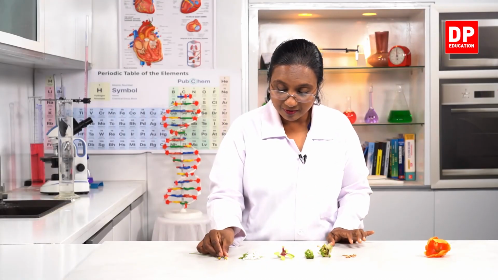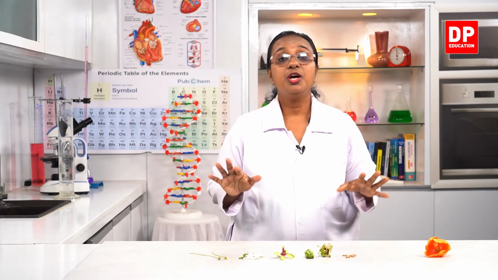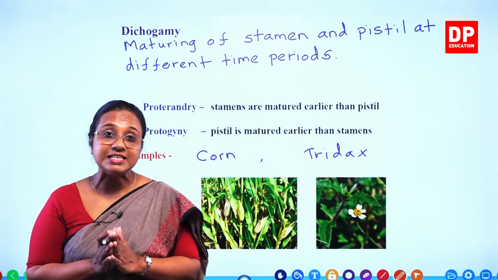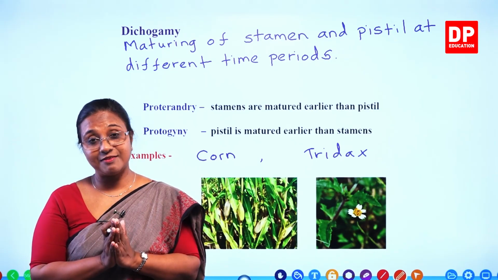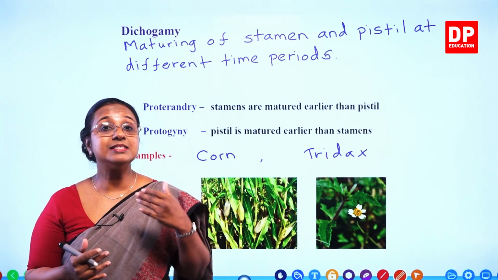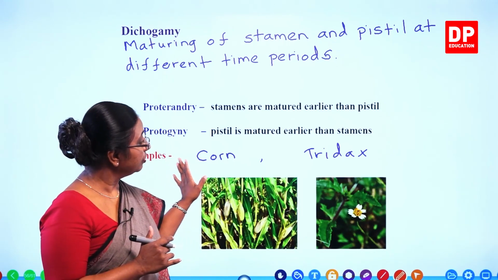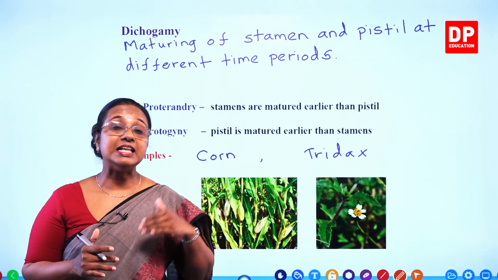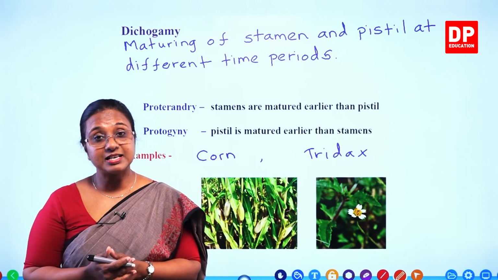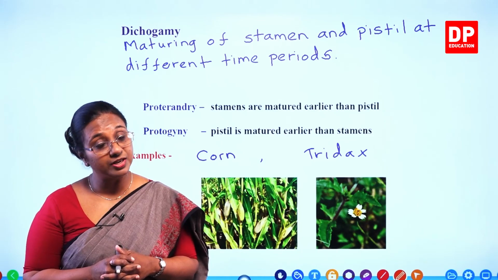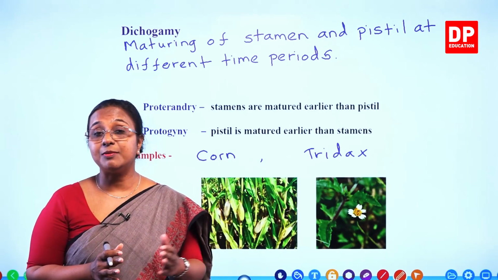So these are some flowers with different adaptations to prevent self-pollination and to promote cross-pollination. Okay, students. So now that you have seen these adaptations, you all know how these flowers are and how they prevent self-pollination. So with that, I am going to end this chapter, and in the next chapter, I will discuss the agents of pollination, and thereafter we will discuss the fertilization process and the development thereafter.